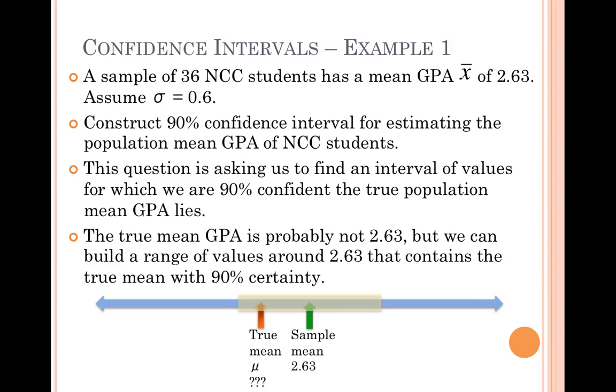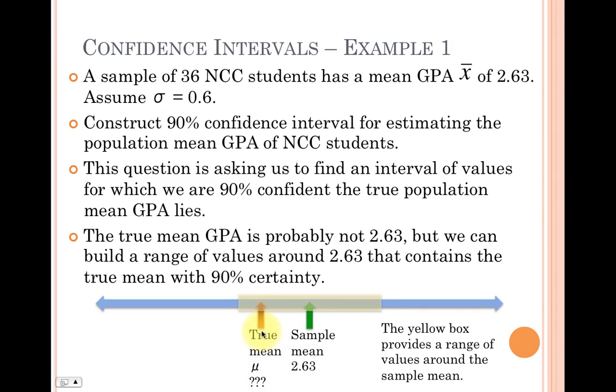If we can construct a range, look at this yellow bar that surrounds the sample mean. It's a range of values around the sample mean constructed so that it captures the true population mean. So the yellow box provides a range of values around the sample mean. And that's our goal in creating a confidence interval. We want to create a range of values around the sample mean that captures the true population mean.